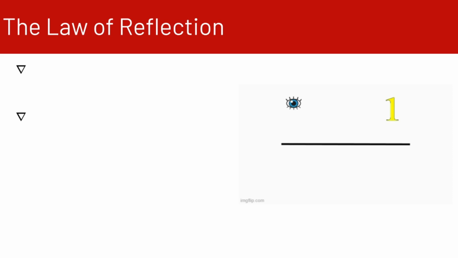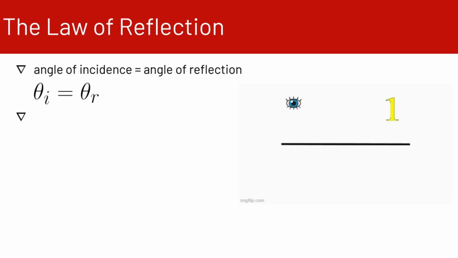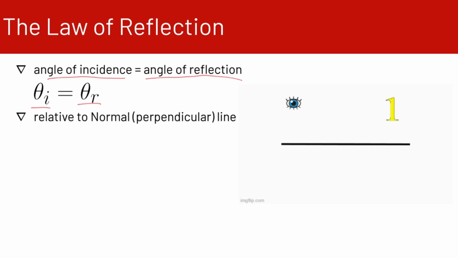All right, let's talk about the law of reflection. The law of reflection says that the angle of incidence is equal to the angle of reflection. So theta I, the angle of incidence, is equal to theta R, the angle of reflection. We're talking about angles relative to the normal, or the perpendicular line. Relative to the normal, this is true.